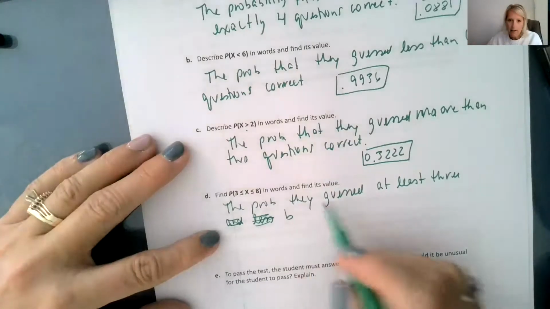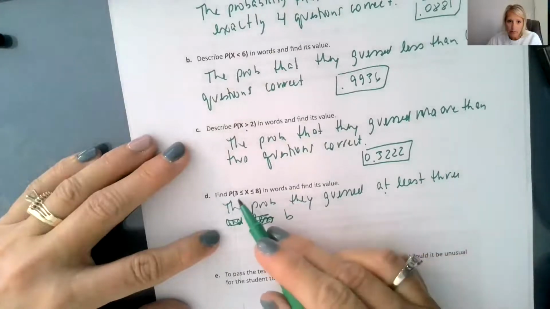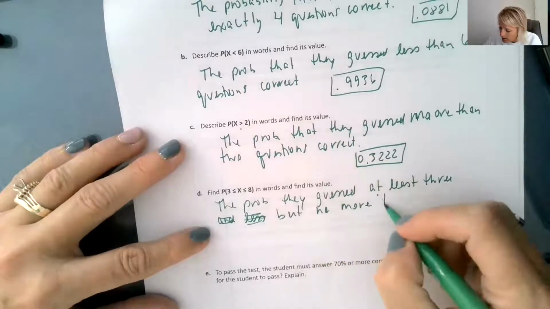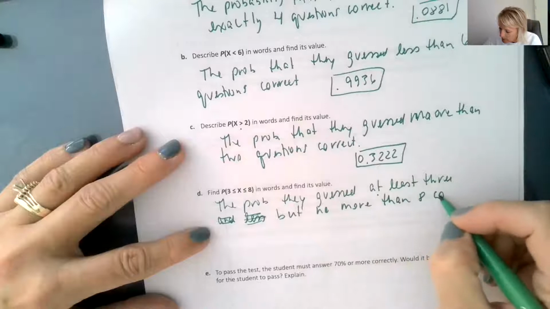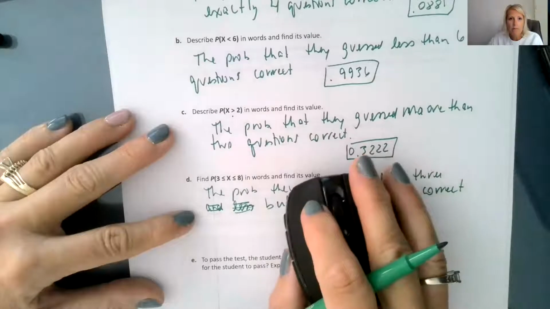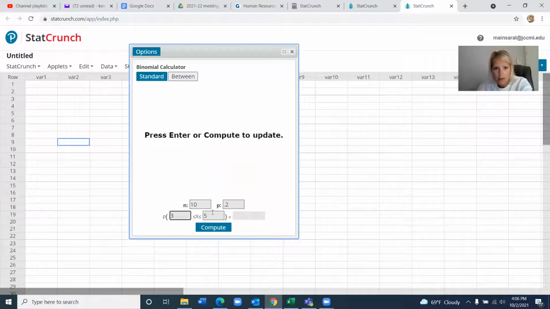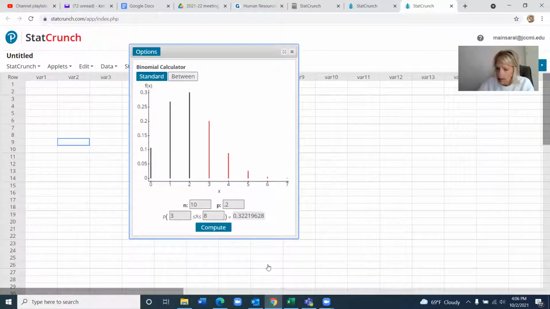So I said the probability that they guessed at least 3, at least is greater than or equal to, but no more than 8. So that means we include 8, no more than 8 correct. So let's do that. So this is 3, and this is 8. And that probability is 0.3222.